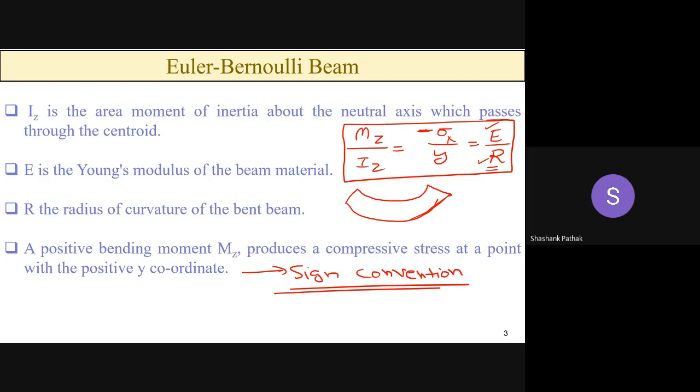Some of you might have seen this equation with a plus sign, some of you might have seen this equation with a minus sign. That will depend on what kind of sign convention you are using. So there is not so much complexity about that. That is just basic stuff about the Euler-Bernoulli beam.